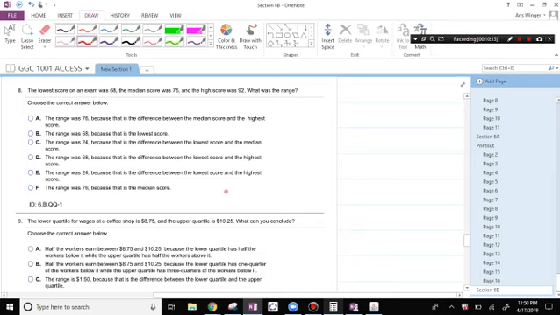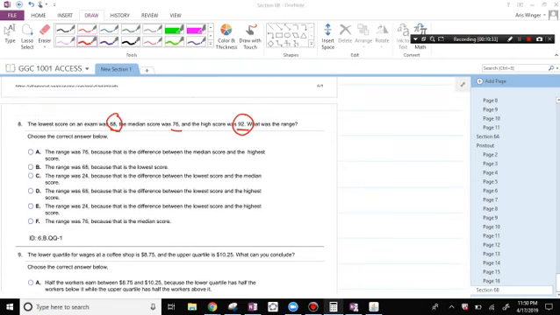The lowest score in an exam is 68, the median is 76, and the high score is 92. What's the range? The range is the highest value minus the lowest value. The range is 24 because that is the difference between the lowest score and the highest score.